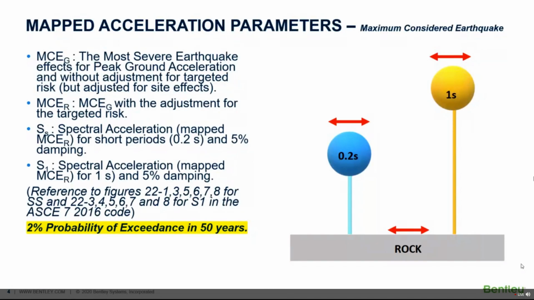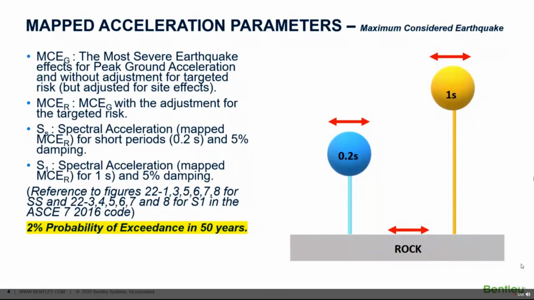Now let us discuss the terms S with a subscript S and S with a subscript 1, which are called the mapped acceleration parameters. We will hereafter refer to them as S_S and S_1. As you can see in the picture, 2 single degree of freedom systems of period 0.2 seconds and 1 second have been clamped to a rock in a specified site. These systems are 5% damped. The MCE_R response of these systems to an earthquake in that region, or an average of earthquakes around that region, is what is termed as S_S and S_1.